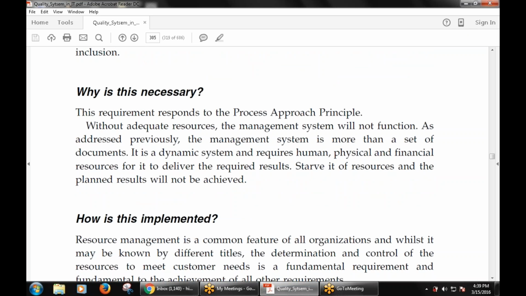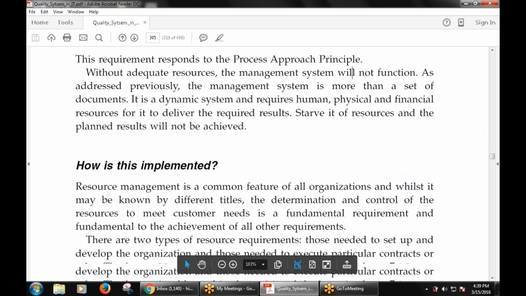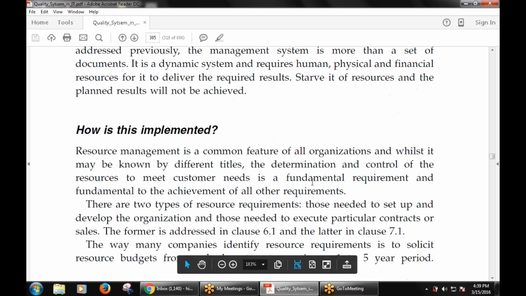Because that is the financial system, the human system, the logical and dynamic system that requires the human, physical, and financial resources to deliver the required result. So whatever result is delivered leads to the process approach principle. How it is implemented is a common feature of all organizations, and it is used for the determination and control of the resources used to meet the customer needs, which is a fundamental requirement.